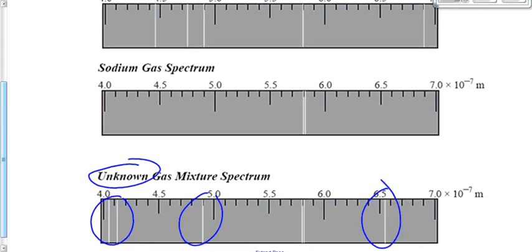But what do we know about that unknown gas? Not only that hydrogen is present, but that something else must be present as well. What else is present in it? Sodium, because we've got these 2 lines corresponding to the 2 lines in sodium. So this unknown gas mixture would be made up of hydrogen and sodium. Make sense?